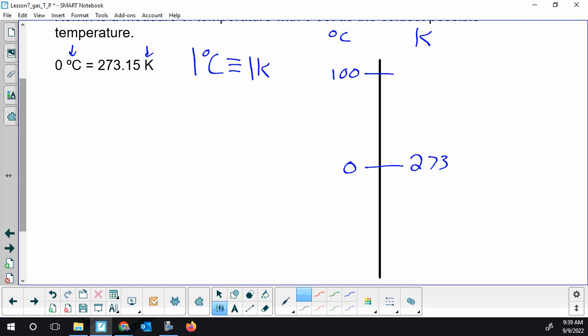On the Kelvin scale, if we're up 100 Celsius units, we'd be up 100 Kelvin units. So that's 373 Kelvin.